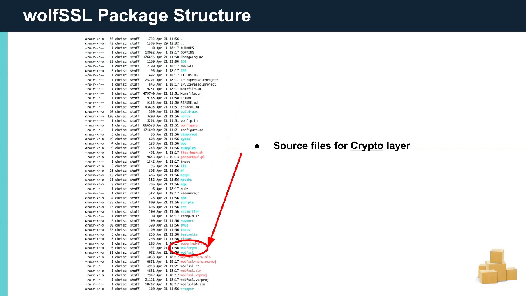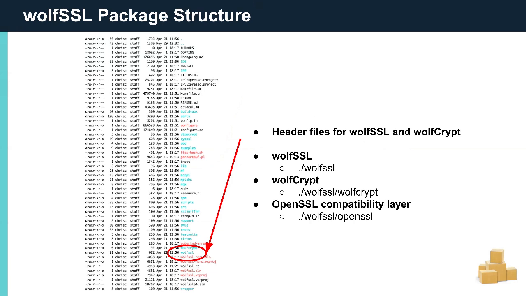So we'll skip down now to the wolfCrypt directory. That's our source file directory for the cryptography sources of wolfCrypt. The wolfSSL subdirectory is our header or include directory. Our SSL/TLS headers are just right under wolfSSL. Crypto headers are under wolfSSL/wolfCrypt. And the OpenSSL compatibility layer is under wolfSSL/OpenSSL.